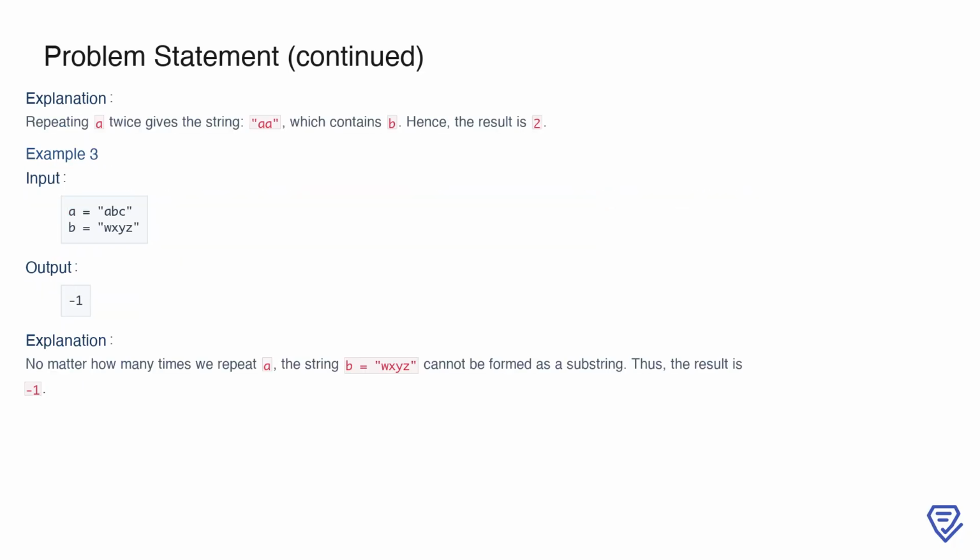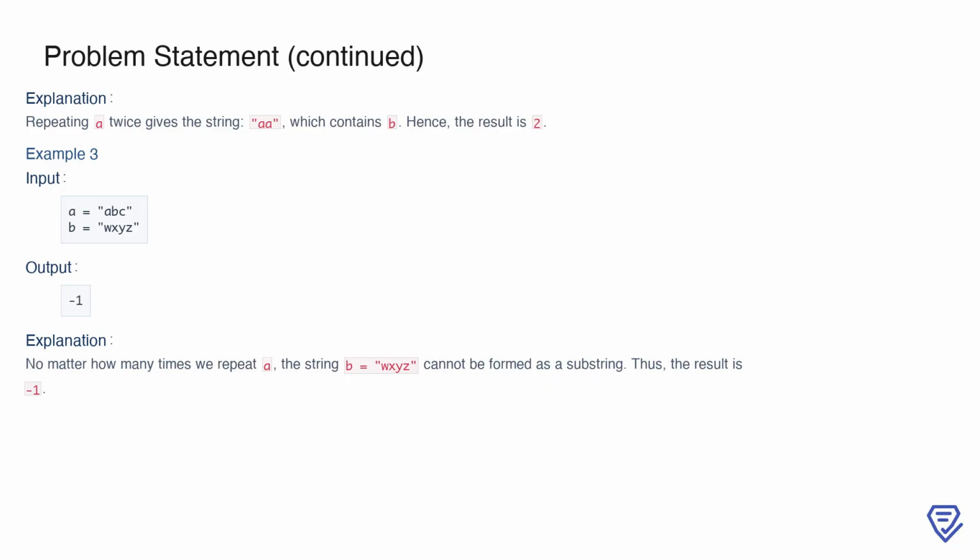Now let's consider a case where it's impossible for B to be a substring of any repeated version of A. For A equals ABC and B equals WXYZ, no matter how many times we repeat A, we can't create a string that contains B equals WXYZ. This is because the characters in B don't overlap with any part of A. As a result, the output is -1, indicating that forming B as a substring is impossible.